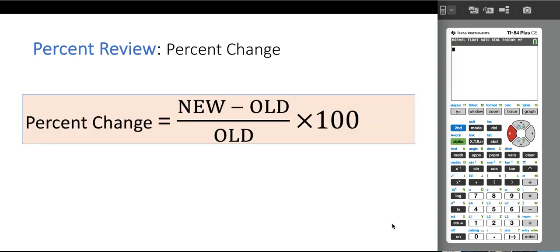Okay, now let's get to the meat of this. What we're going to do is go through a series of different types of word problems. The first one we're going to tackle is percent change. Here's the formula for percent change. You're going to take the new data and subtract it from the old data and divide by the old and multiply it by 100. It's best to look at this with an example.